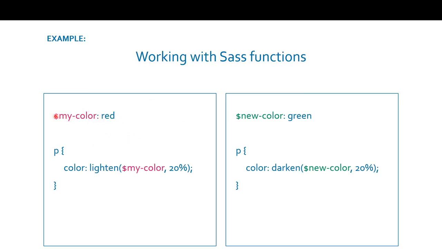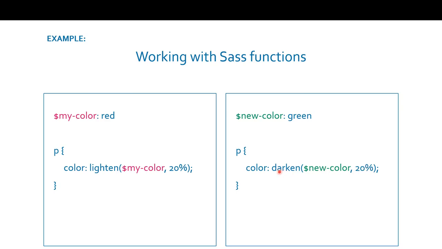I specify a color red here, and I'm using the lighten built-in function to lighten it. I want to lighten this red by 20%. Another case here, I have this color green. What do I want to do? I want to darken this gray color by 20%. I specified the variable here, and then call the variable here with the percentage I want to use.